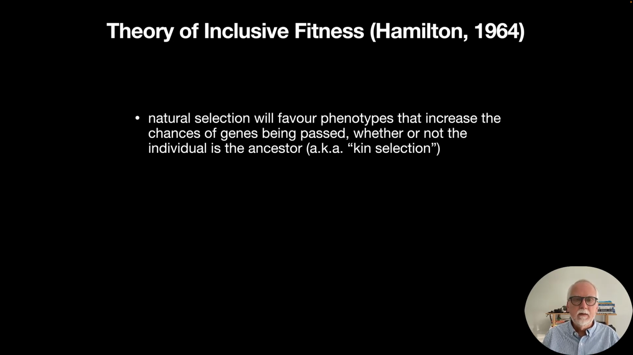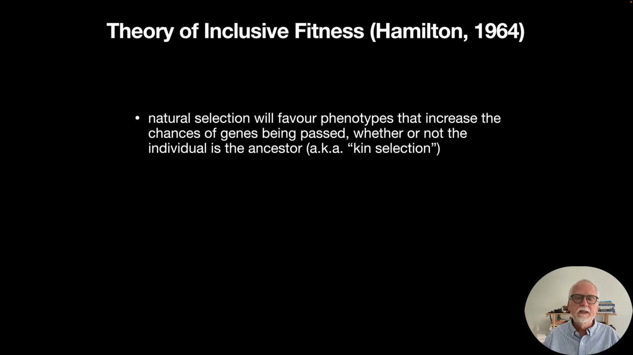The idea behind the theory of inclusive fitness is that natural selection will favor phenotypes that increase the chances of genes being passed on, whether or not the individual is the ancestor. So natural selection is going to favor any particular traits that would mean that most of the genes can get passed on to the next generation, regardless of whether or not that person is directly the parent of the succeeding generation.